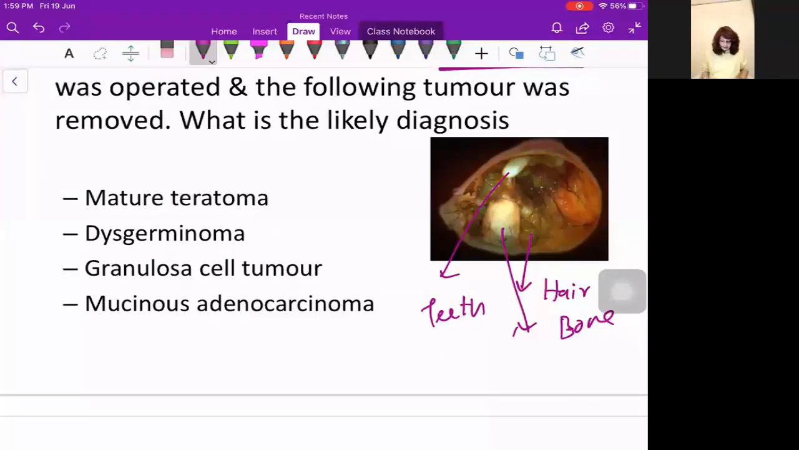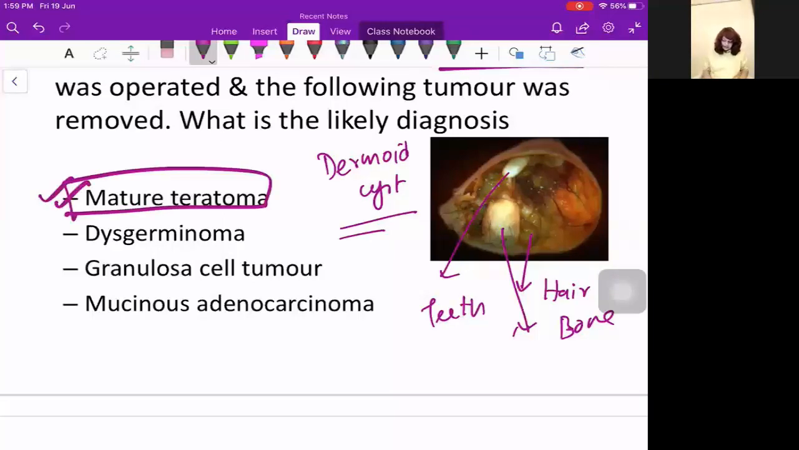Let's just look at the options. Is it mature teratoma? Is it dysgerminoma? Is it granulosa cell tumor? Or is it mucinous adenocarcinoma? Well, from the image, it looks like a dermoid cyst. Okay, so we should mark the answer as mature teratoma.